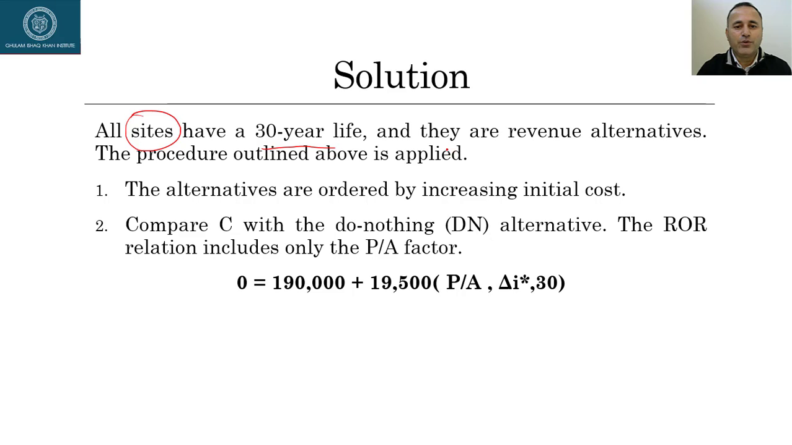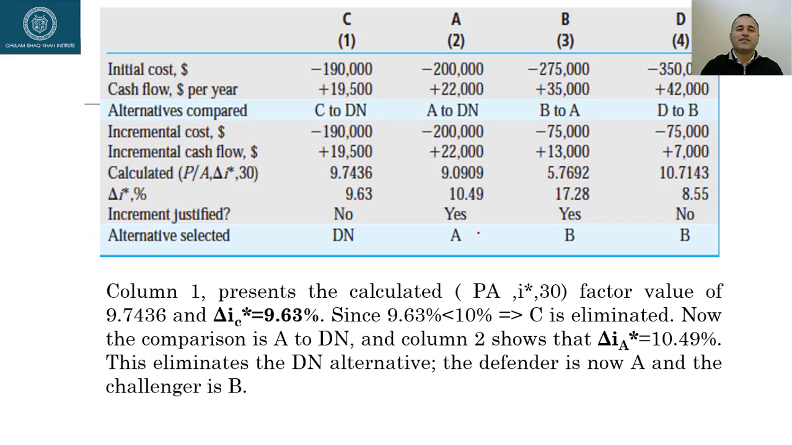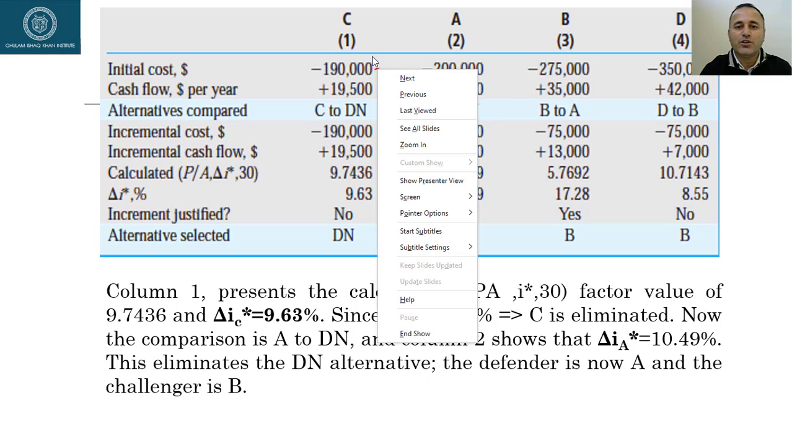The procedure outlined above is applied. The alternatives are ordered by increasing initial cost. Compare C with the do nothing alternative, and the ROR relation includes only the P/F factor. Okay, let's do that. It's straightforward. So this is the first step. I'm doing nothing but ordering all the alternatives based on initial investment. C is the one which needs the lowest investment.